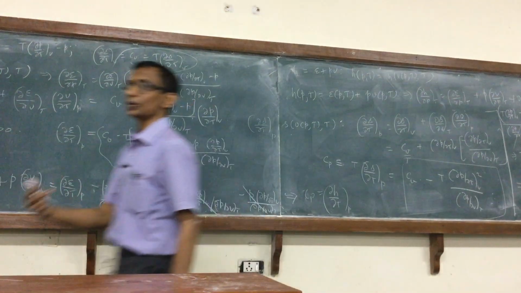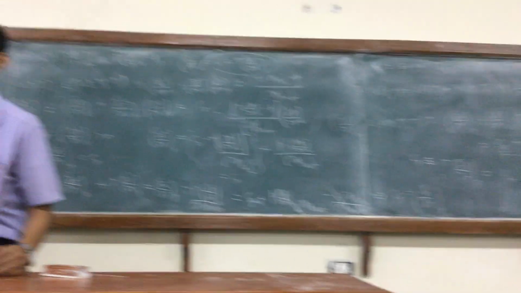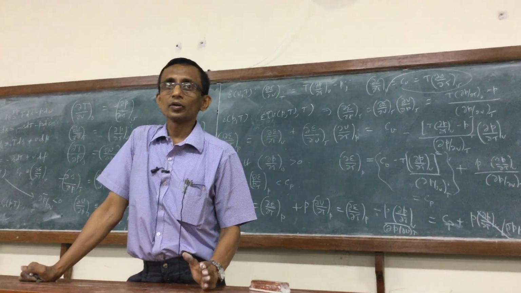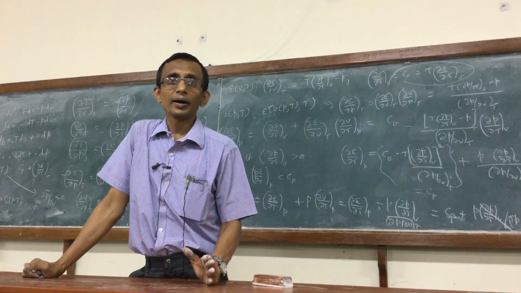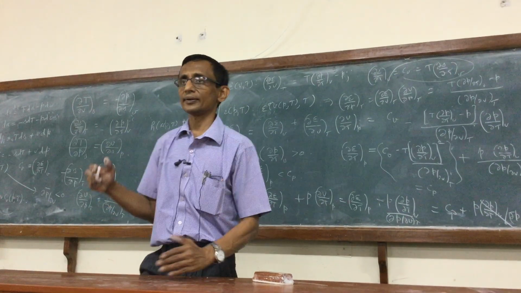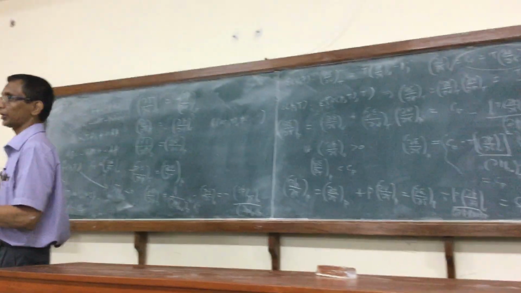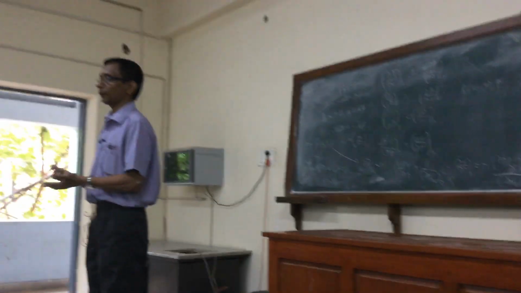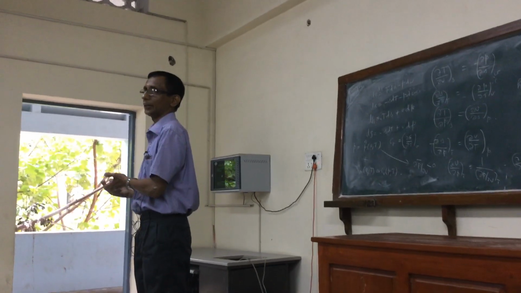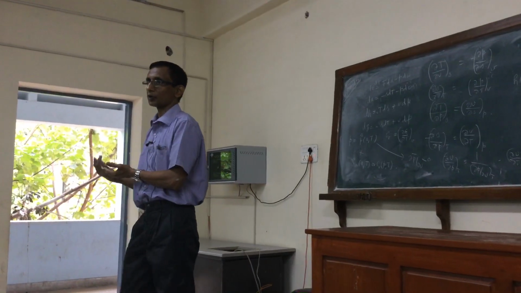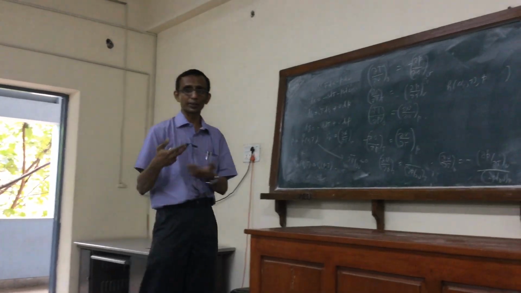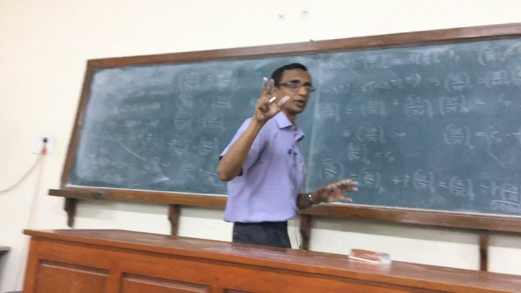Some books also use this as the definition of Cp. So that way, there is some consistency with Cv is defined as dE by dt, and Cp is defined as dH by dt at P. That's another way of looking at it. So in some books there is some similarity between the two.